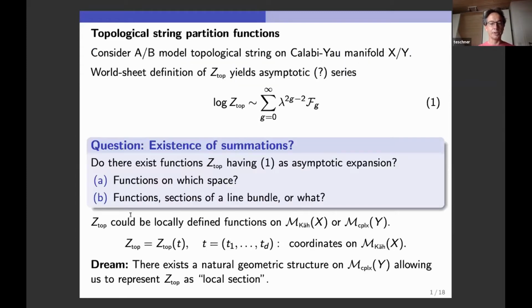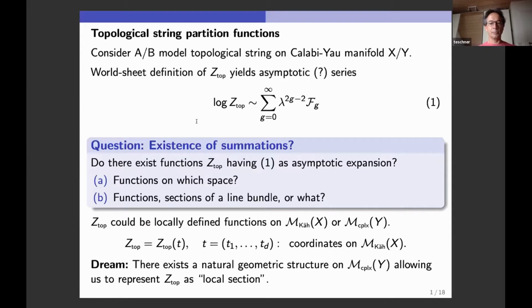Here I'm trying to formulate the problem we have been trying to address, which is to get a, well, ideally geometric and analytic characterization of topological string partition functions. So what we will consider is A or B model topological strings on Calabi-Yau manifolds. When we talk about the A model, we would call them X, otherwise Y.